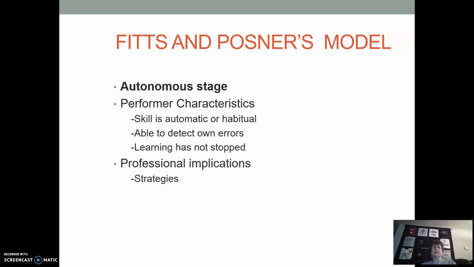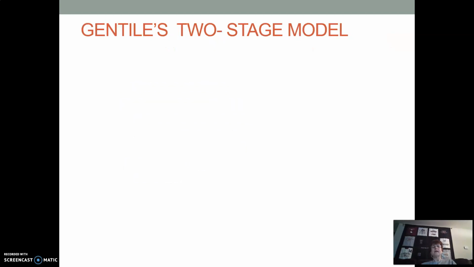So as you work with someone at the autonomous stage, much more emphasis would be on the tactical part of the skill and the strategies of the skill. So if you have someone who's at the autonomous stage, now you're going to provide more tactical and strategy information as they practice the skill. So again, that's a review for Fitz and Posner. If you haven't looked at the video, I encourage you to go back and review that now.